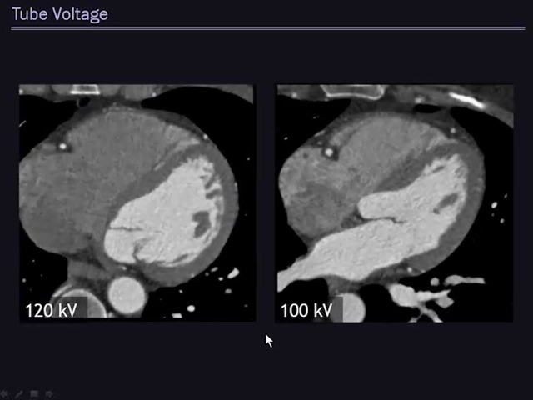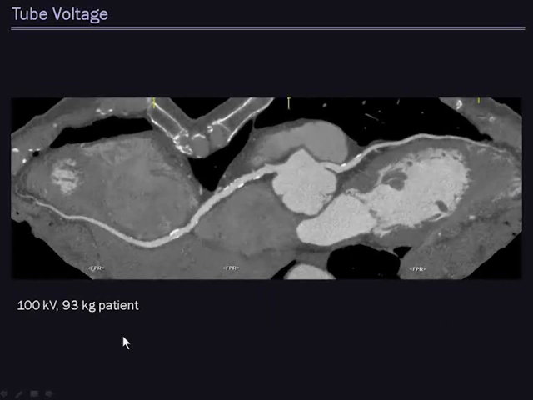Here you can see a comparison of normal body weight patients scanned with 120 kV on the left-hand side and 100 kV on the right-hand side. And you can see that as far as image quality goes, these scans are absolutely equal. There's no negative image quality in the 100 kV setting, and that's what we consistently observe in our clinical scans: 100 kV scans, as far as image noise goes, are a little bit higher, but not noticeably worse than 120 kV scans.